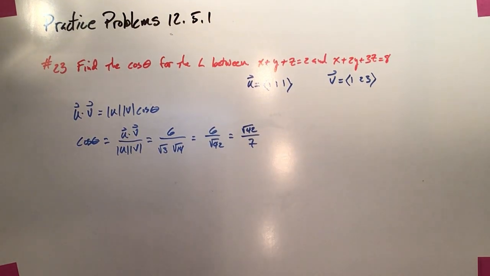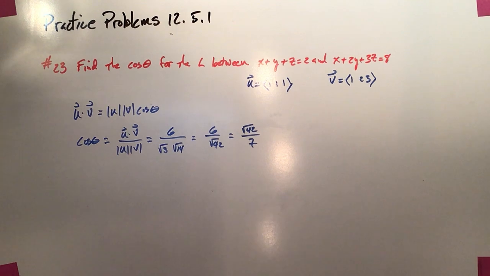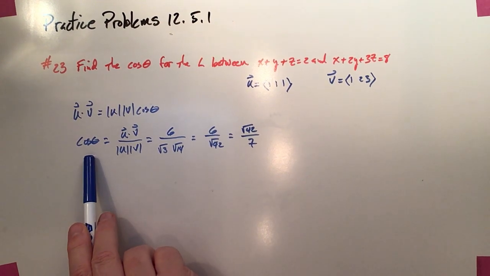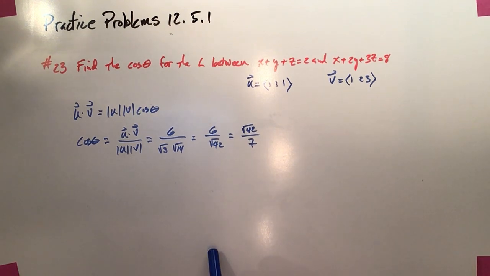We could make a decimal equivalent to that too, but it isn't really necessary. This will be the cosine of the angle between them, and if we were interested in the magnitude of the angle itself, we would just take the inverse cosine of whatever this decimal approximation was.